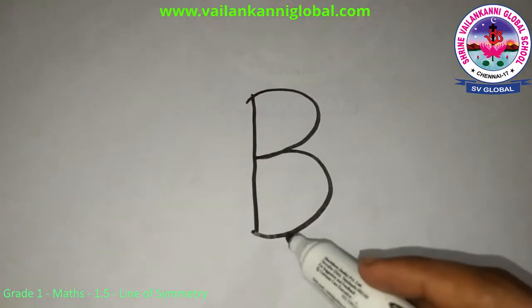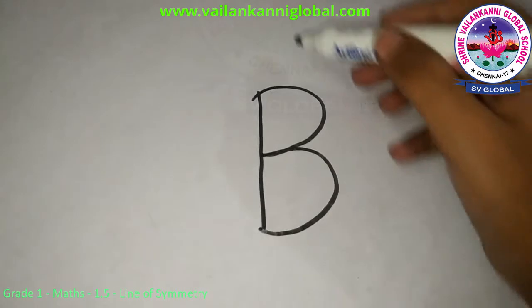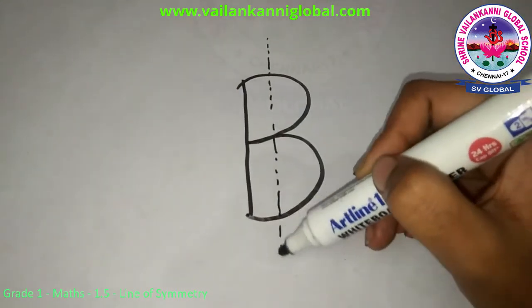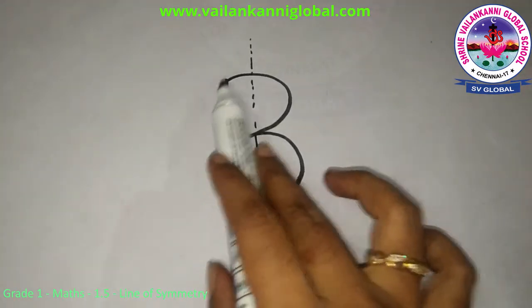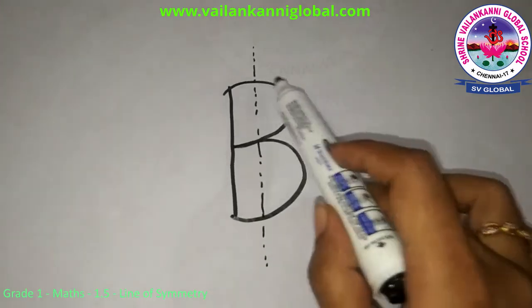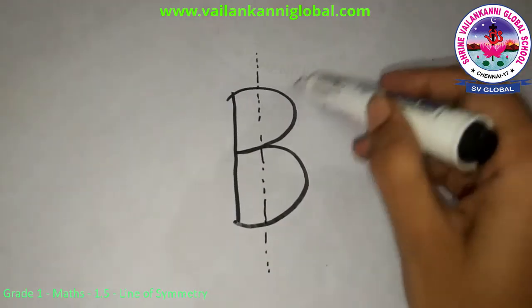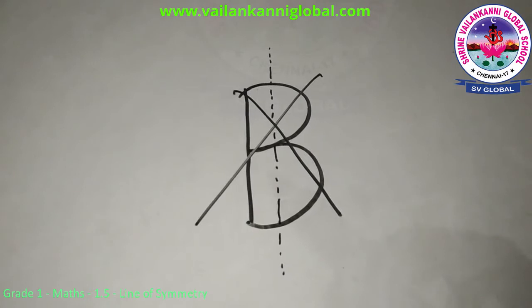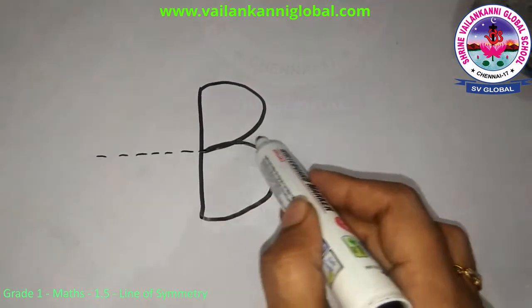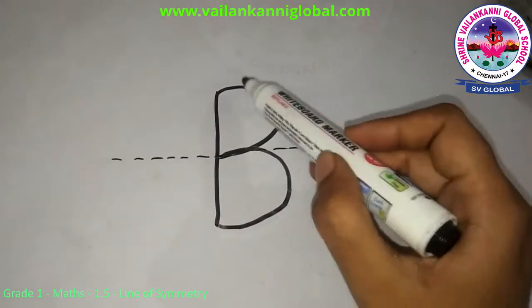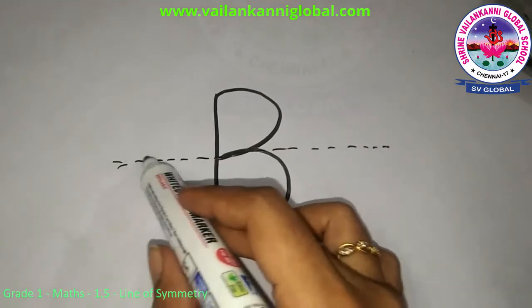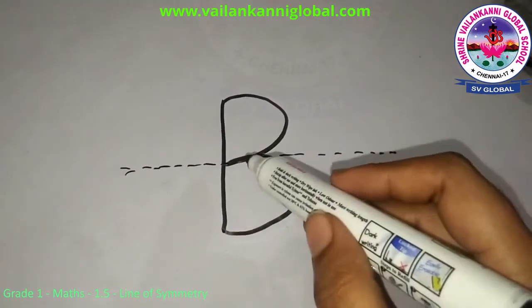So this is the alphabet B. The same way how I cut A, I am going to cut it vertically. If you can see, this part and this part are not the same. Why? Because this part has a line, whereas this part has a curve. So this line of symmetry is not possible. Now I am going to cut it horizontally. When I cut it this way, this side also has a curve, this side also has a curve. So this line of symmetry is possible for this alphabet.